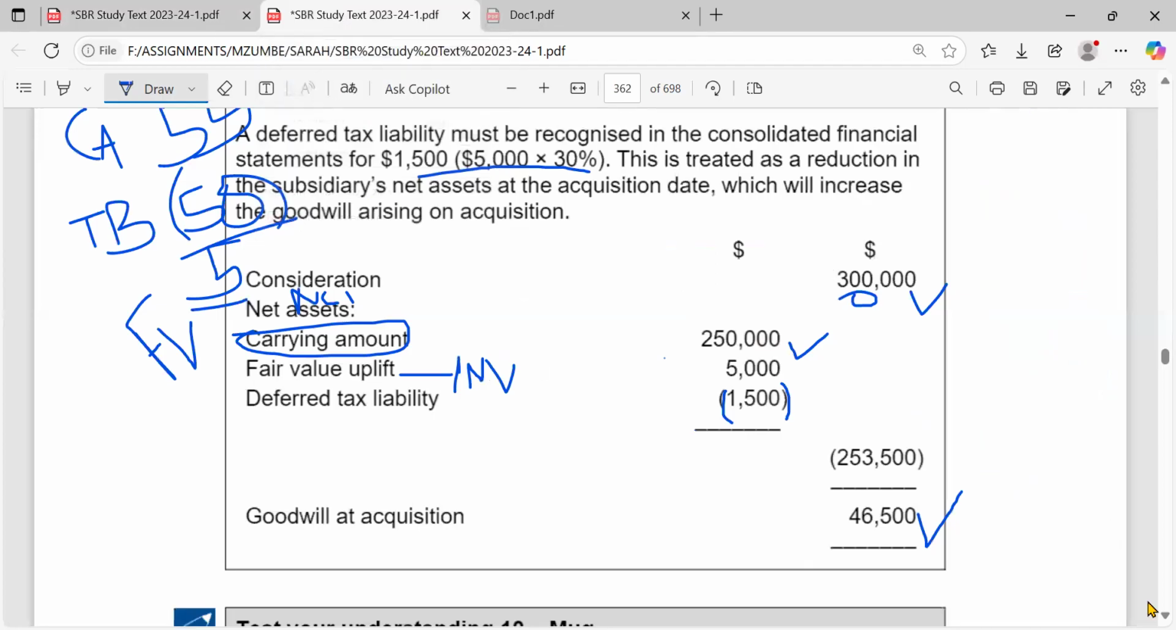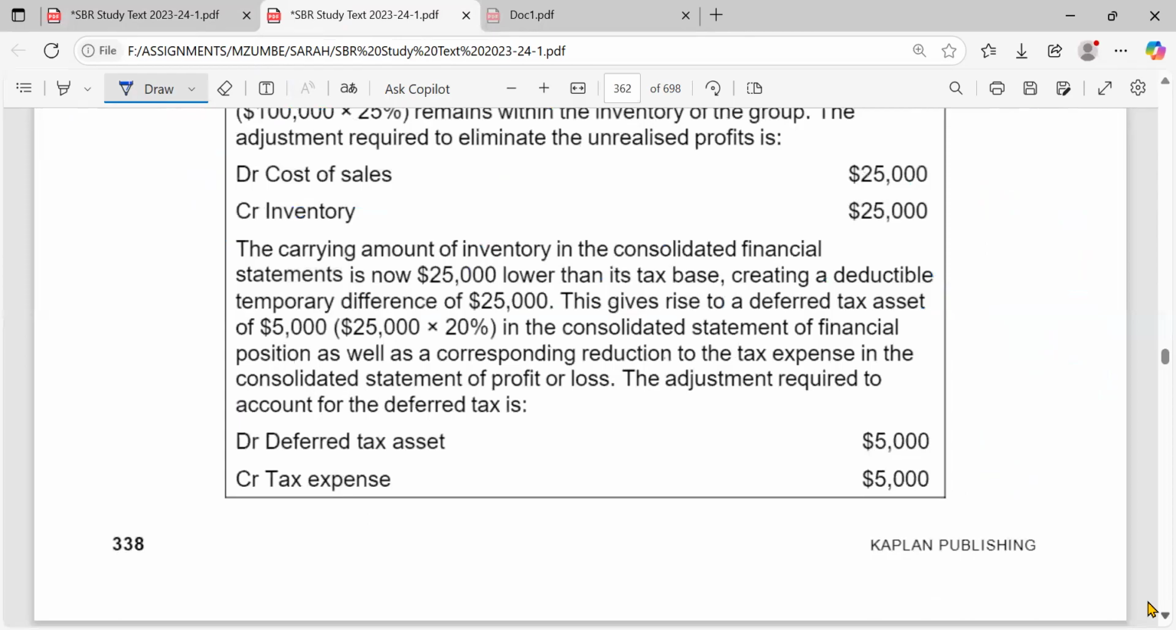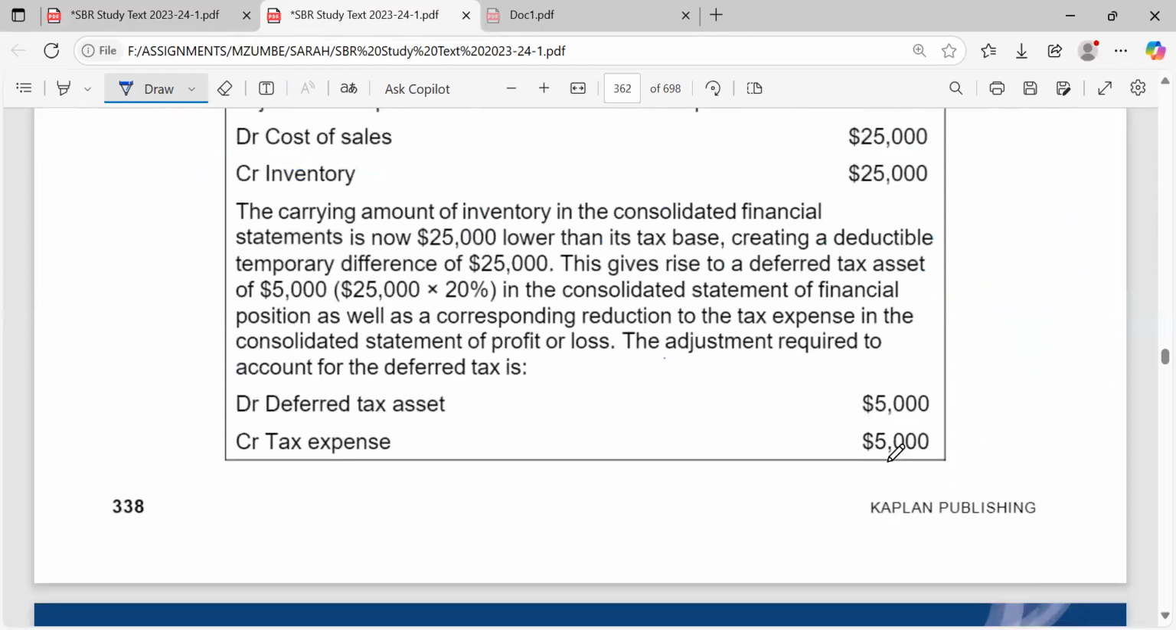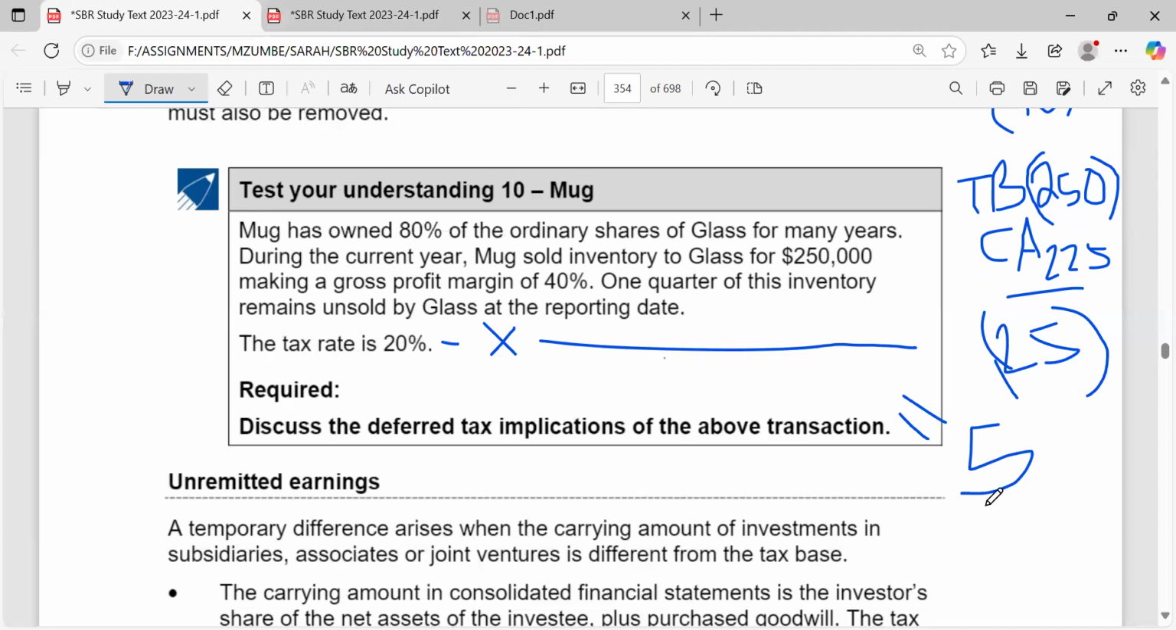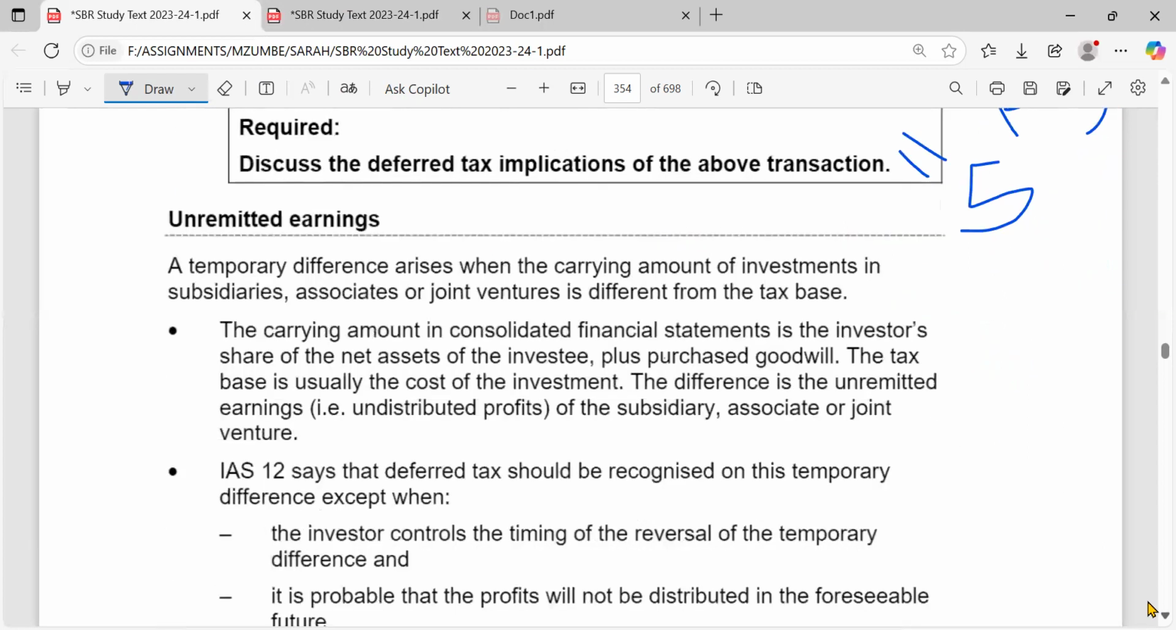You can see here, 20% times that one will get 5. This is 5,000. It is a deferred tax asset. Previously, you had nothing, but now you have 5,000. So deferred tax asset is on the debit side this way. The corresponding side will just be the tax expense. Right. I hope you have seen that. And then we can go on. Let's proceed. I think this should be the last one.